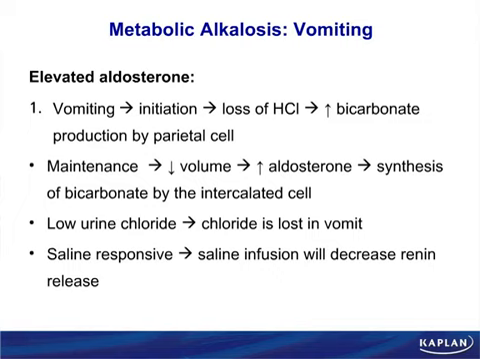The maintenance is due to low volume, because when you vomit, you also lose volume. That stimulates renin release, which leads to aldosterone release. Aldosterone will lead to increased synthesis of bicarbonate by the intercalated cells. Now, these patients will have a low urine chloride. Why? Because you're losing chloride in the vomit. And this is an important point because step one will ask you, how can you tell somebody has a metabolic alkalosis from vomiting? The answer is the urine chloride. If there's a low urine chloride, they have a metabolic alkalosis due to vomiting because they're losing chloride in the vomit.